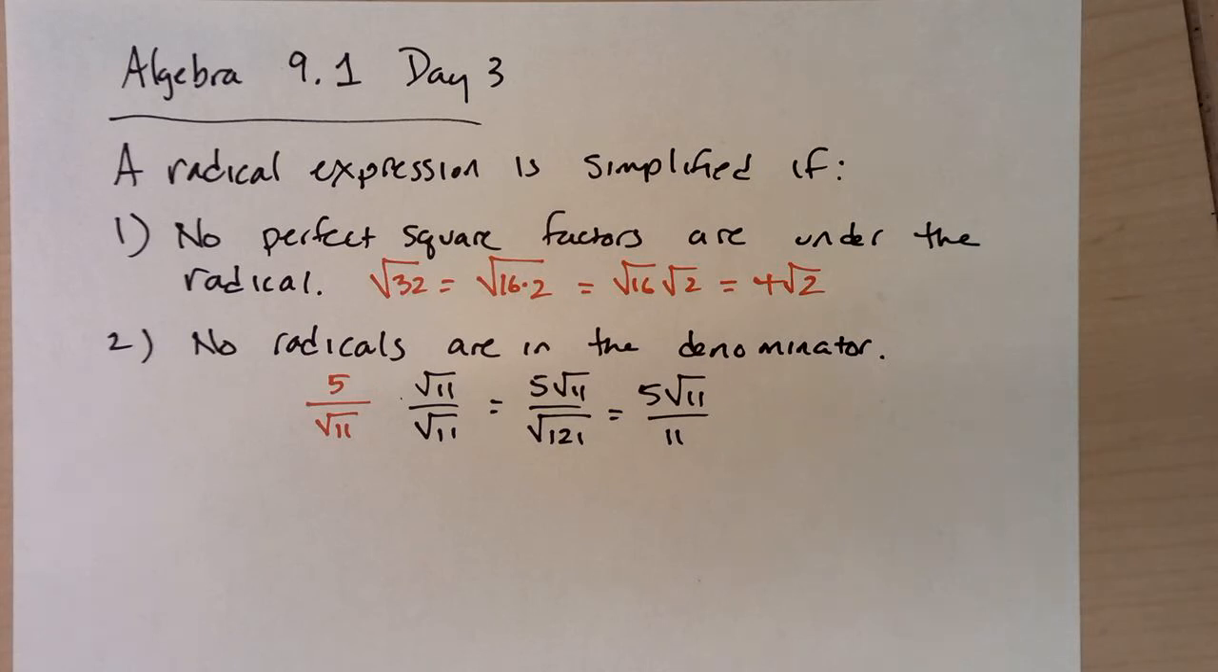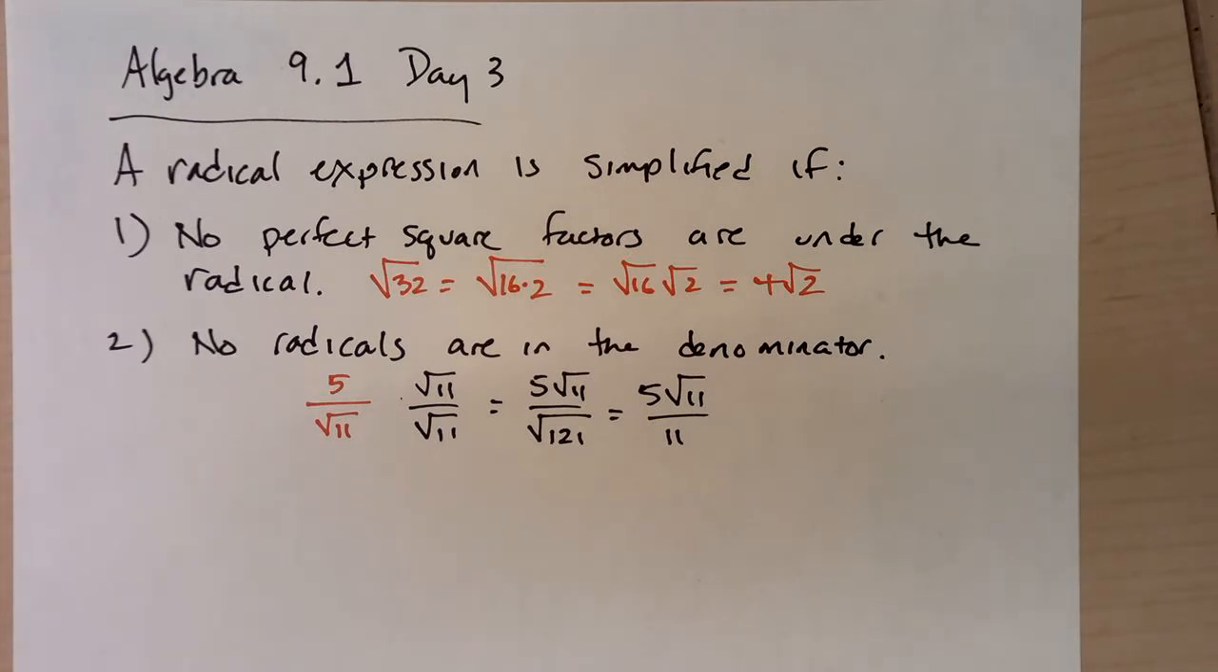All right, so we're on day 3 of 9.1, properties of radicals, or just simplifying radicals. Here's a couple of ways that we went over so far to determine if a radical expression is simplified, and then a couple of examples. I'm not going to review. You can kind of pause the video if you need to and then take a look.